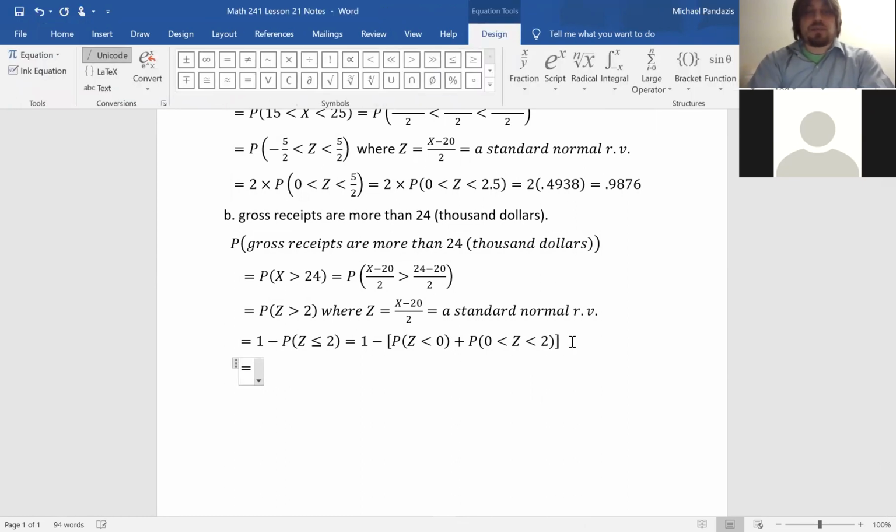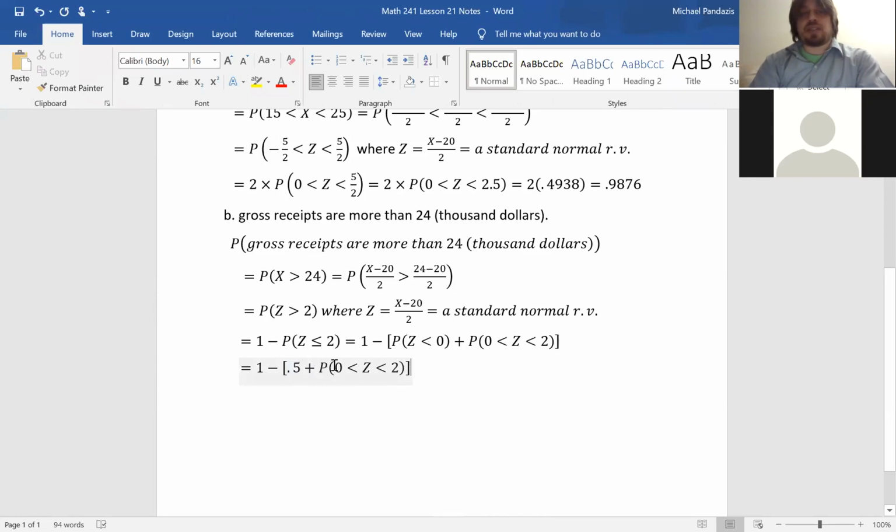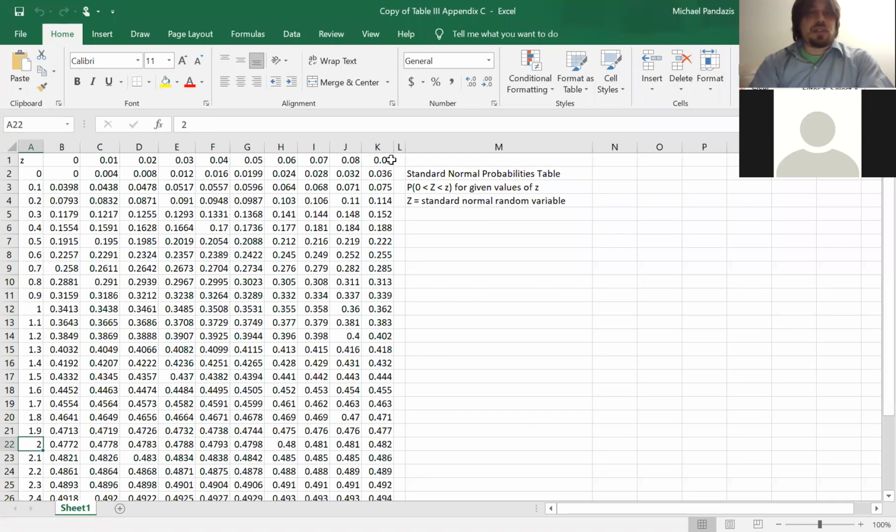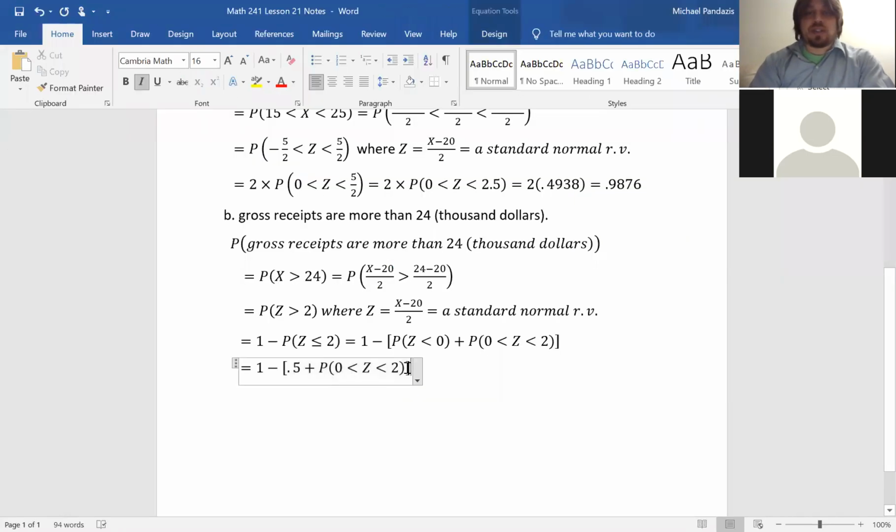Okay, so this is 1 minus, in brackets, now Z is centered at 0, right? So the probability Z is less than 0 is 1/2, 0.5. And then you're adding to it the probability that 0 is less than Z less than 2. You just plug in this probability from the table and then calculate. So we want little z equal to 2 here. We want to find this in the table where Z is a standard normal random variable. For z equal to 2, the probability 0 less than capital Z less than little z, where little z is 2.0, is 0.4772.